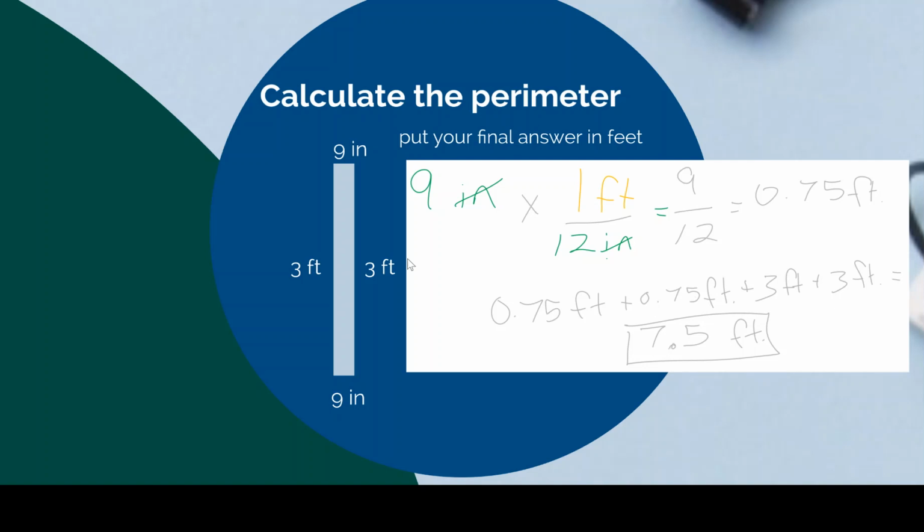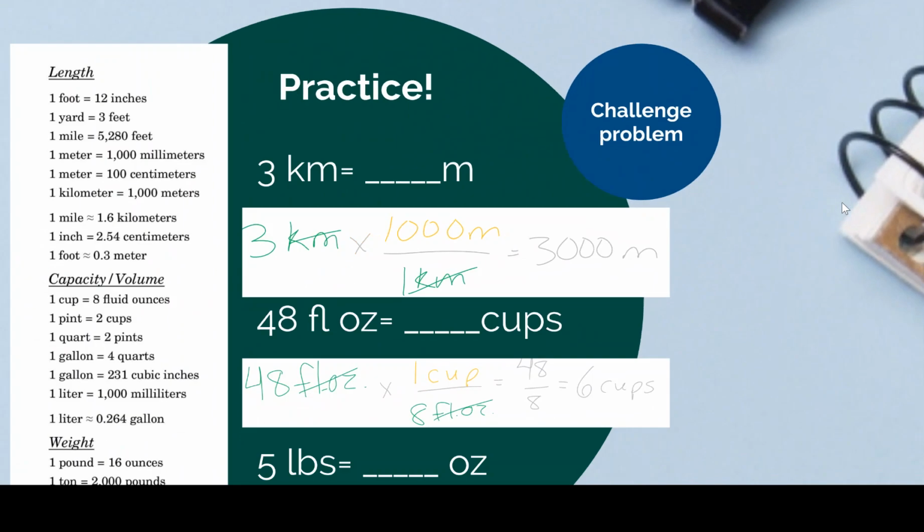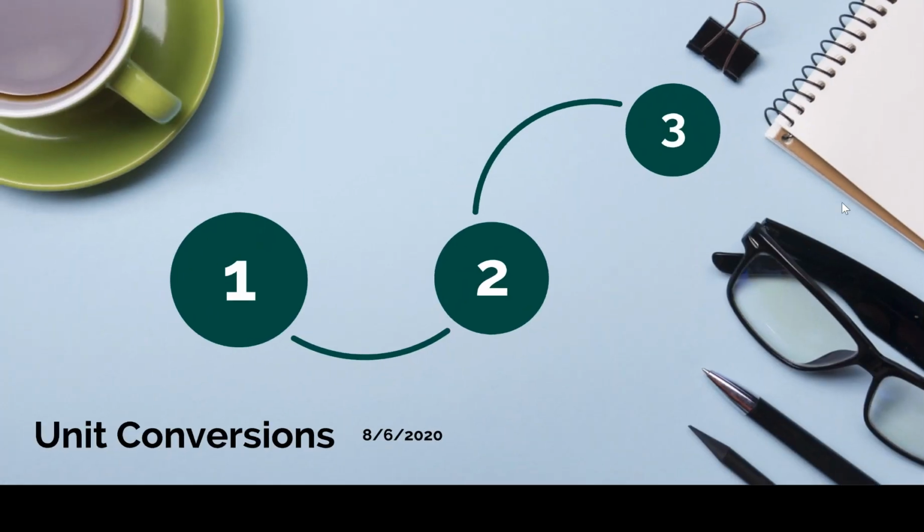Okay, if you're using method 1 to get from 9 inches to feet, you're going to notice, okay, I'm going from smaller to bigger. I'm going to divide by the conversion factor of 12, and you still get 9 divided by 12, and you should still get 0.75 feet. So that is converting units in 1, 2, 3.